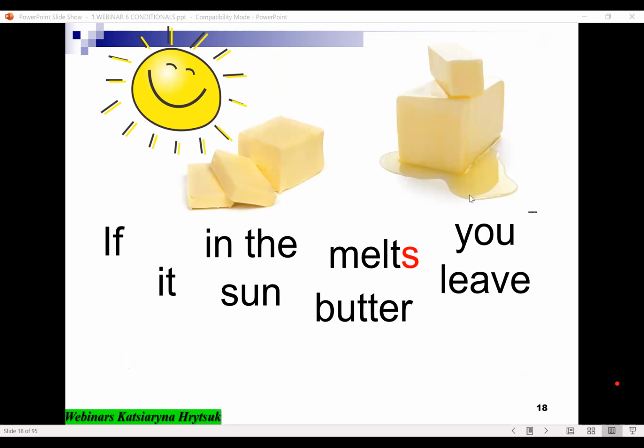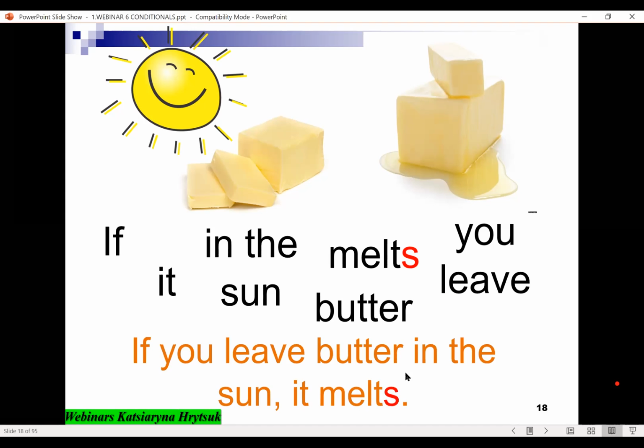Me. Please, Emilia. If butter melts in the sun. Ah, no. If you leave, good. No. Continue. If you leave butter in the sun, it melts. Absolutely. If you leave butter in the sun, it melts. Don't forget also S because it's it.